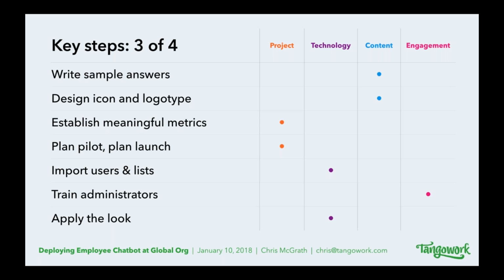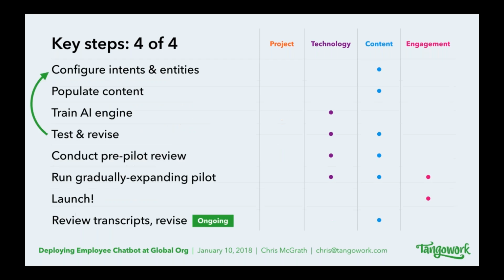So next, we established what our metrics were going to be, right? Things that we're going to measure, and that's a good thing to do up front in your project, any technology project really, to establish what your metrics are going to be. Then we planned the pilot and the launch periods, and then next you want to import your users and lists, train your administrators, apply the look like we just did, and then you're ready to really start building out the chatbot.